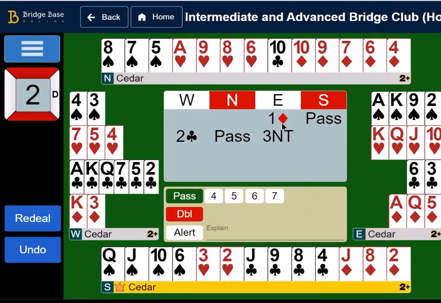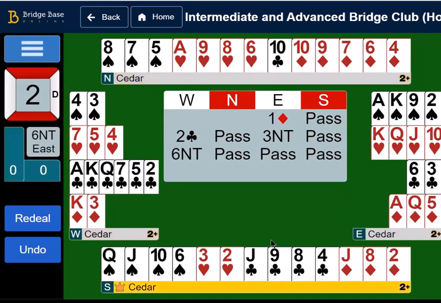3 no trumps shows a 6-card diamond suit, doesn't it, these days? 2 no trumps is 18 to 19. Yeah. With 20, you'd have opened with 2 no trumps. We play 2 no trumps as forcing anyway, don't we? So I don't think it's standard in 2/1 for 3 no trumps to be. Oh, is it not? Okay. So, and 6 no trumps. There we go. That's lovely.